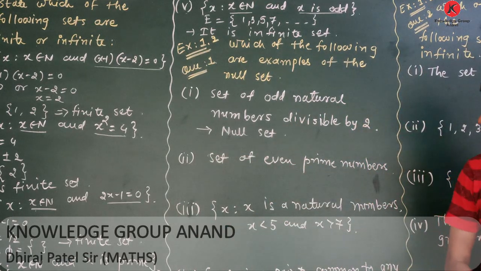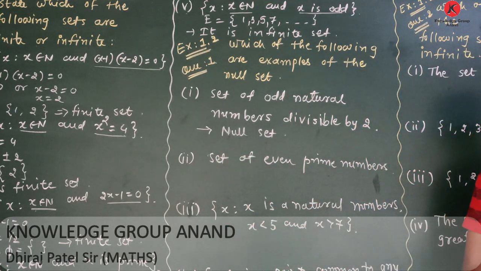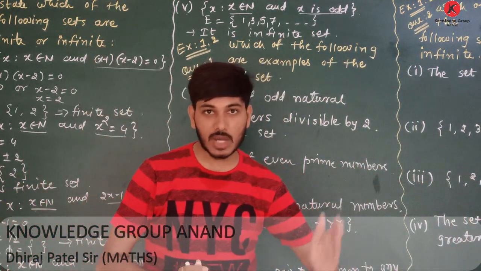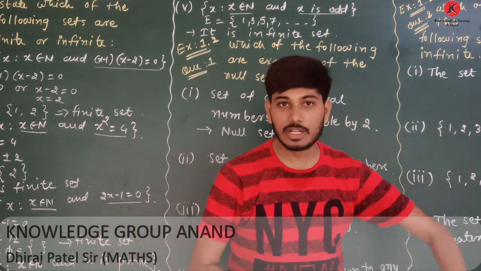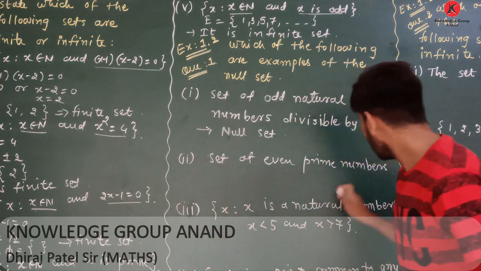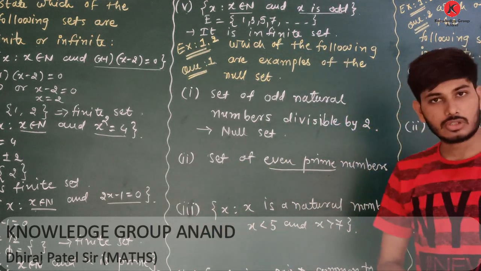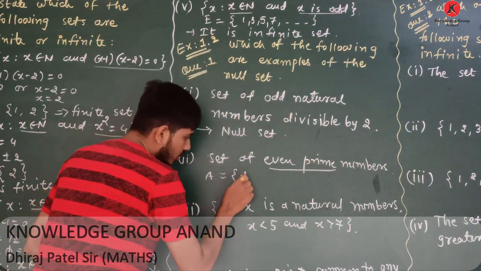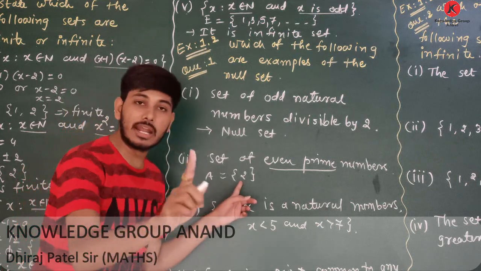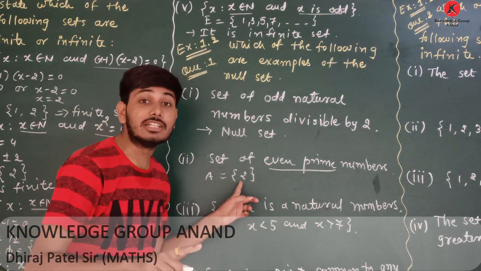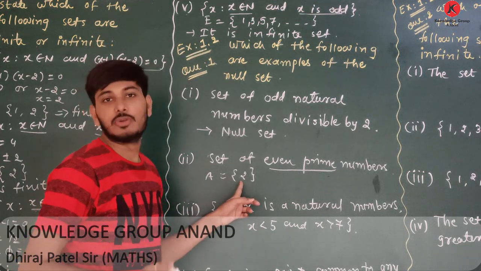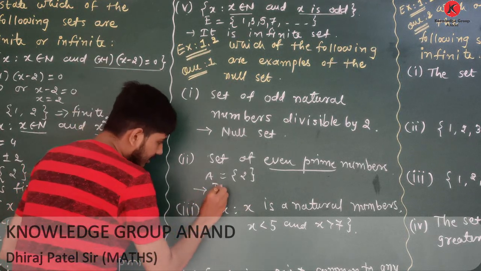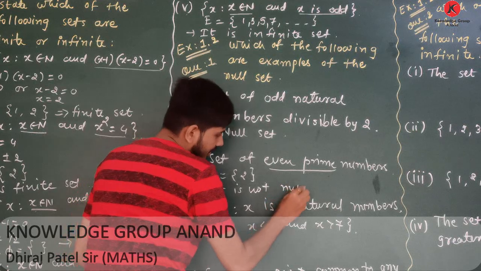Now, the second question. Set of even prime numbers. There are many prime numbers like 2, 3, 5, 7, 11, 13, 17. But we want only even prime numbers. So there is only one even prime number, so set A equals {2}. Only one element is there. Therefore, it is not a null set. Or we can say it is a singleton set. The answer is it is not a null set.